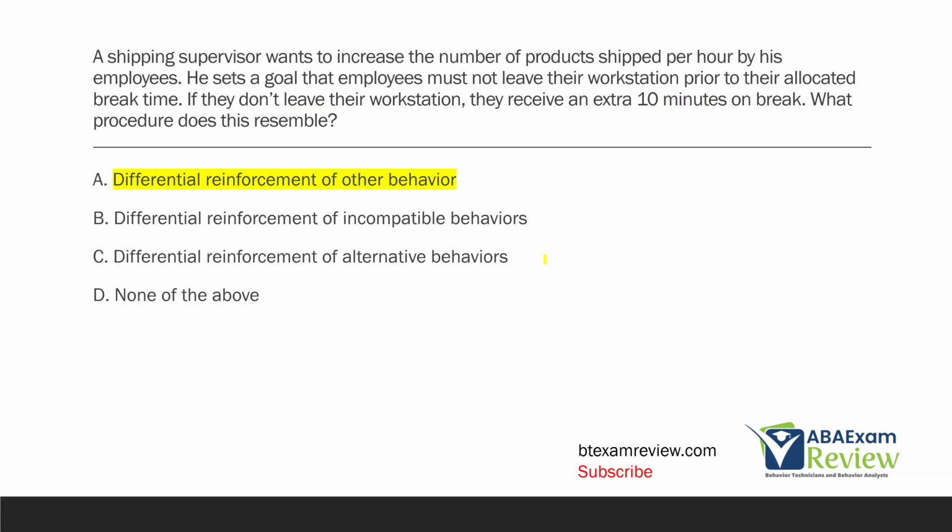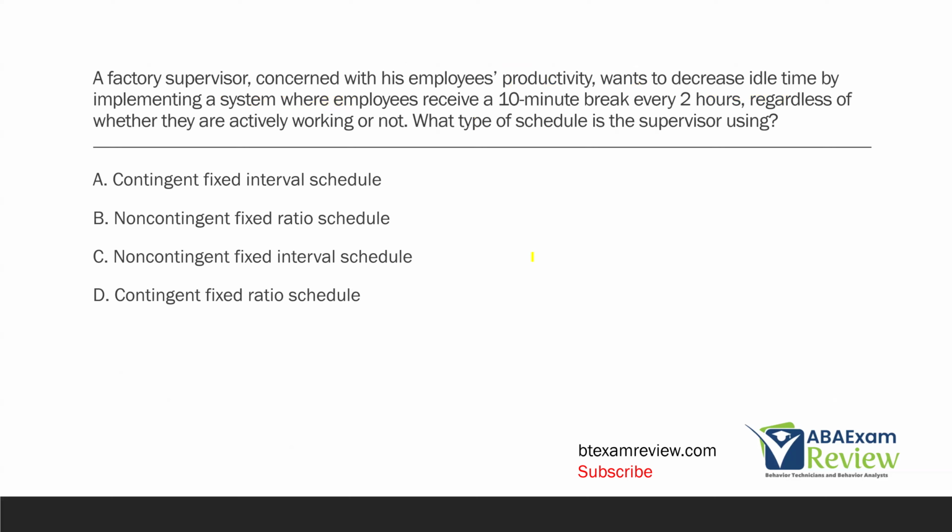A factory supervisor concerned with his employees' productivity wants to decrease idle time by implementing a system where employees receive a 10-minute break every 2 hours, regardless of whether they are actively working or not. What type of schedule is the supervisor using? All right, this is a pretty simple basic reinforcement schedule question with a little bit of a twist. So we're looking at the type of schedule.